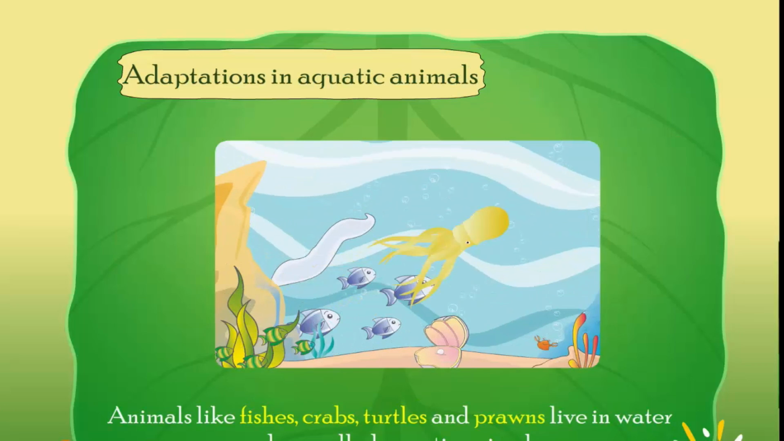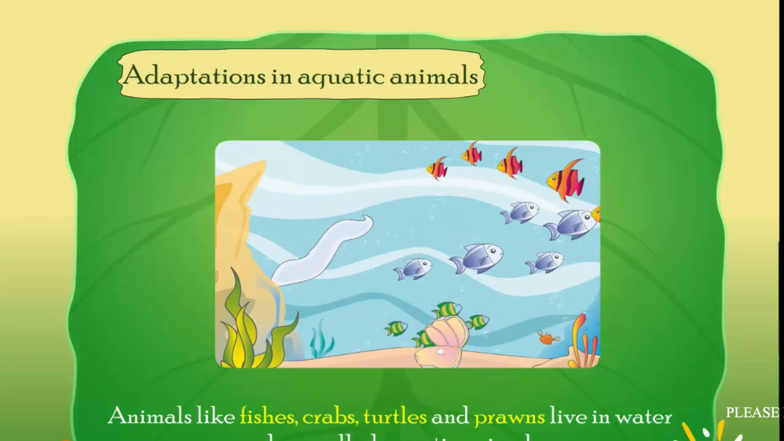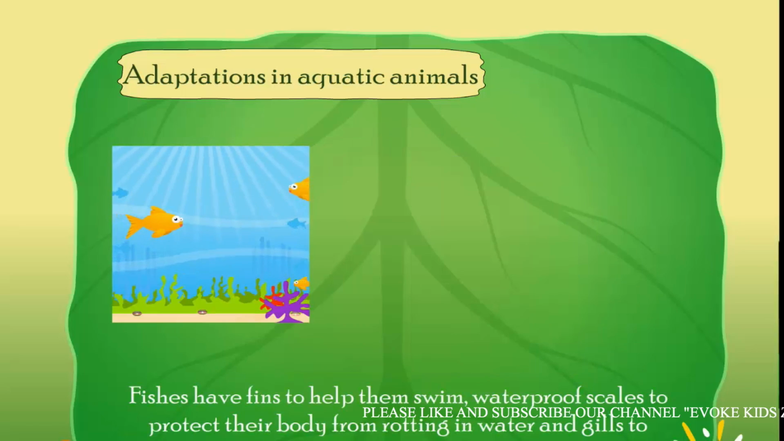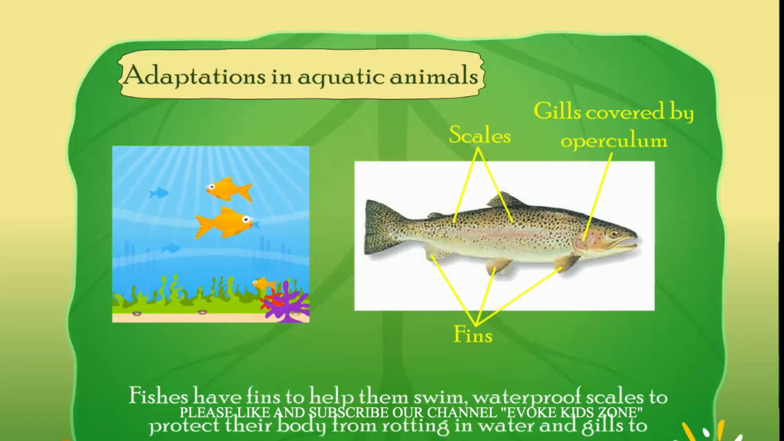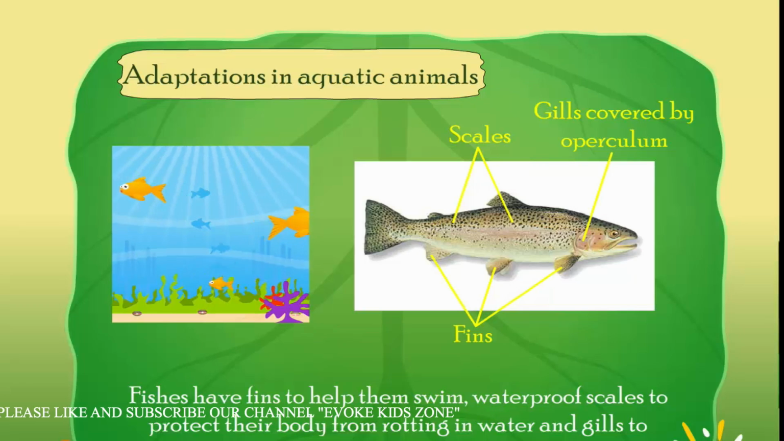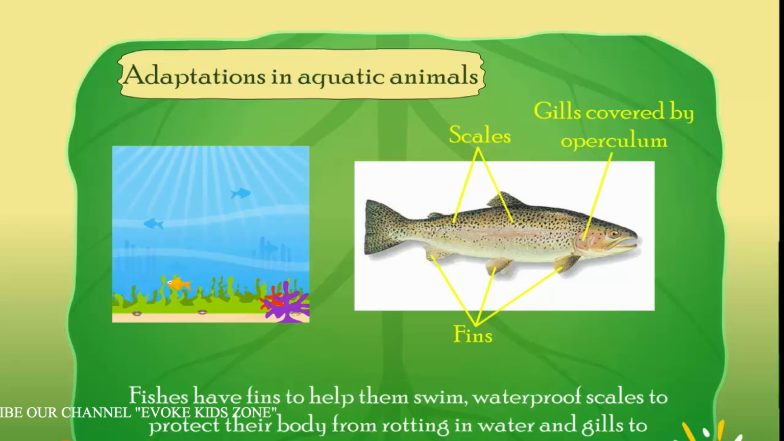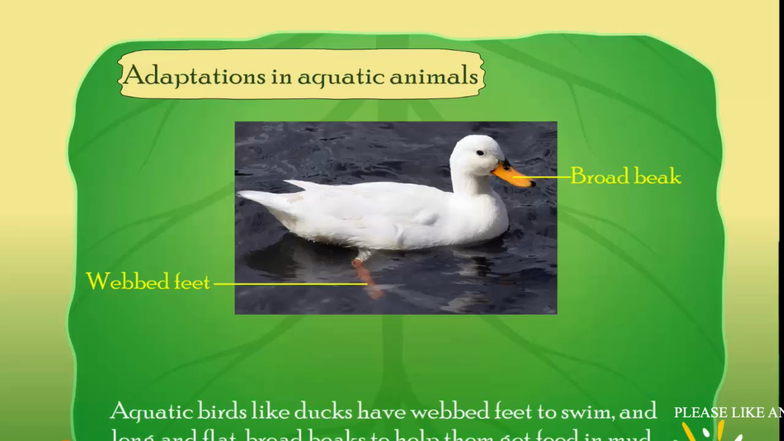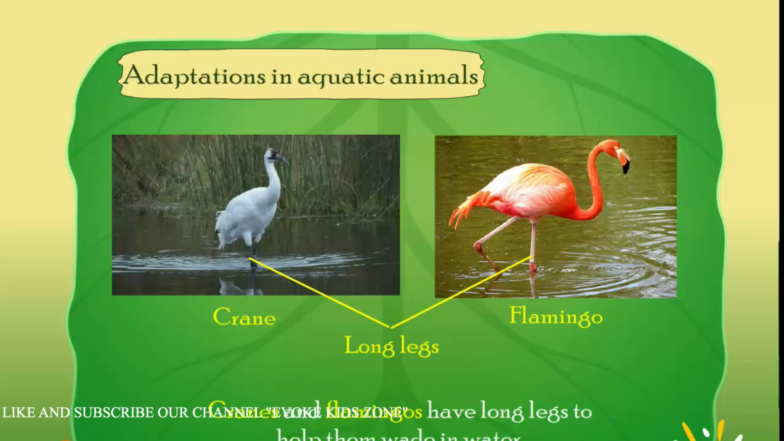Animals like fishes, crabs, turtles and prawns live in water and are called the aquatic animals. Fishes have fins to help them swim, waterproof scales to protect their body from rotting in water, and gills to breathe the air dissolved in water. Adaptation in aquatic animals. Aquatic birds like ducks have webbed feet to swim and long and flat, broad beaks to help them get food in mud. Cranes and flamingos have long legs to help them wade in water.